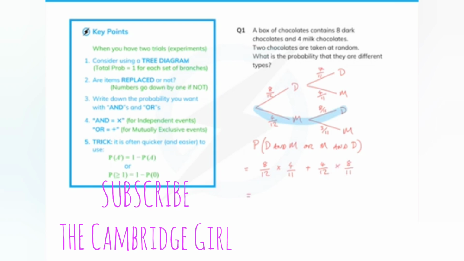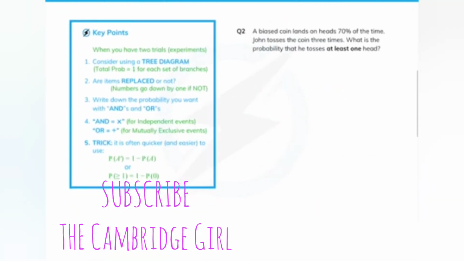And if you do all of that, which you could do in your head if you like, that is 32/132 plus 32/132. They turn out to be the same thing, which is 64/132, and that does in fact simplify to 16 out of 33. So there we go. There's an example of a combined probability question. Let's have a look at a slightly different one.